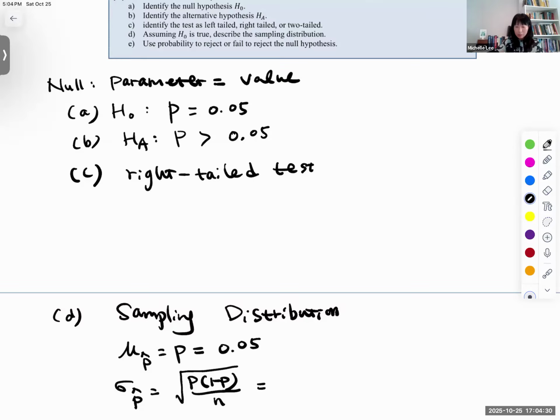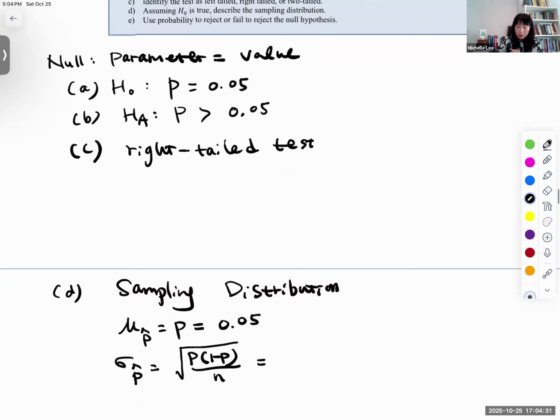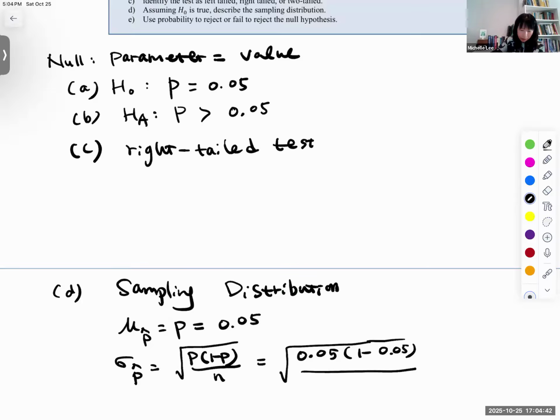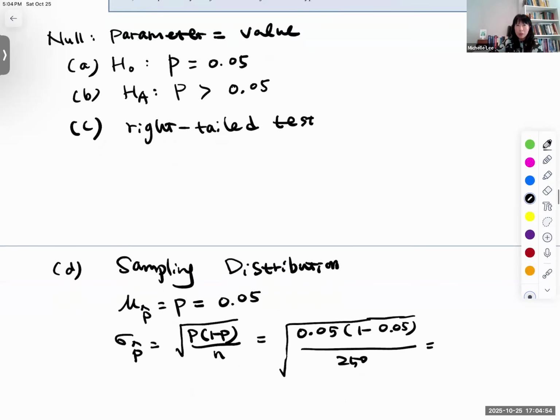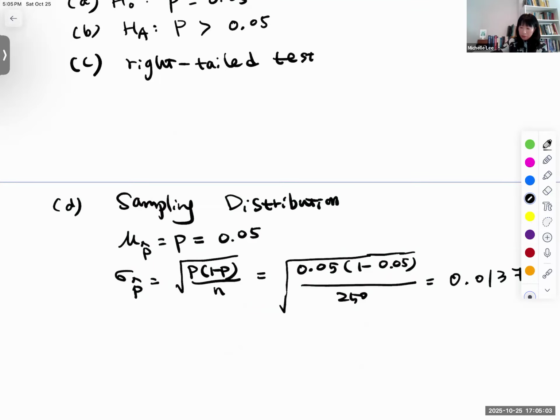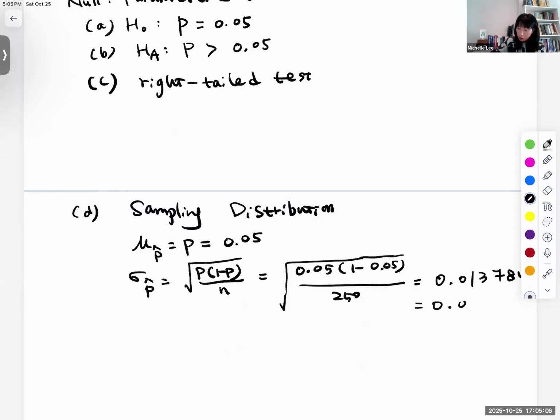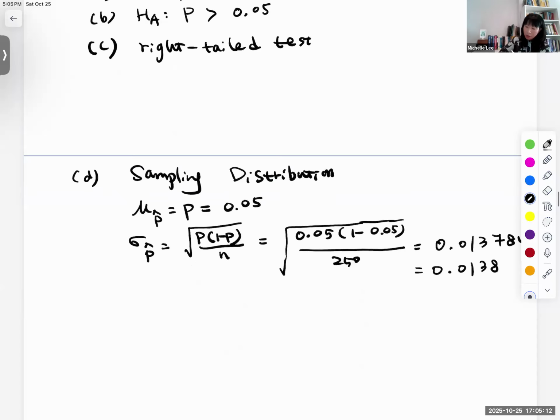I did not make a mistake, right? So okay, it will be the square root of 0.05 times 1 minus 0.05 over n, and in this case n is 250, right? So 250. All right, so can you please calculate? It's 0.01378, so 0.0138, right?